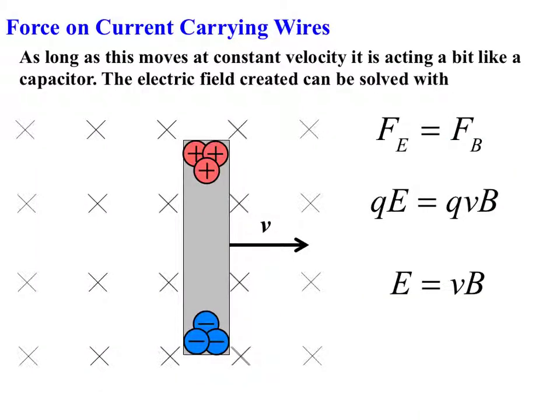If the forces are equal and opposite, then we can set the electric force equal to the magnetic force, namely QE equals QVB. Again, the Q's cancel, we've seen this equation before, and we get the electric field is equal to the velocity times the magnetic field.